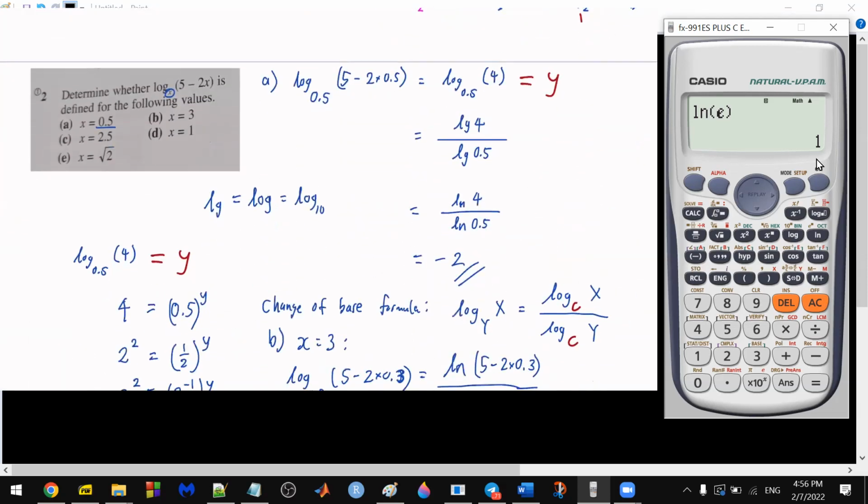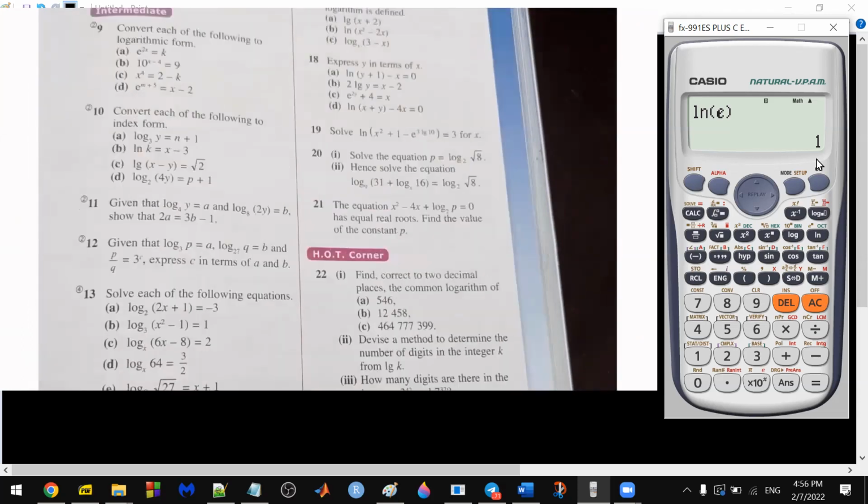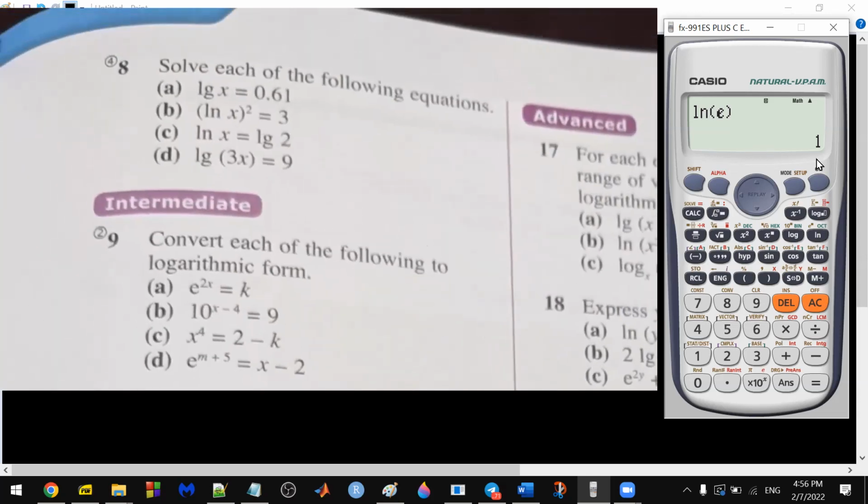Next, that's this page done. Question 8. Solve each of the following equations. Should we start a new page? I think I can squeeze the working here.